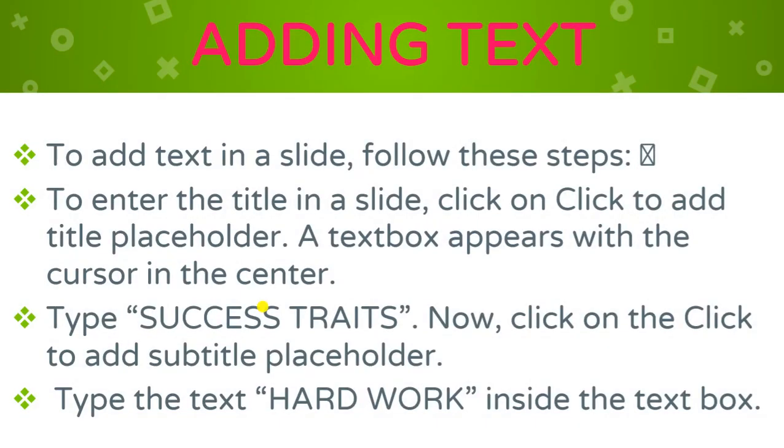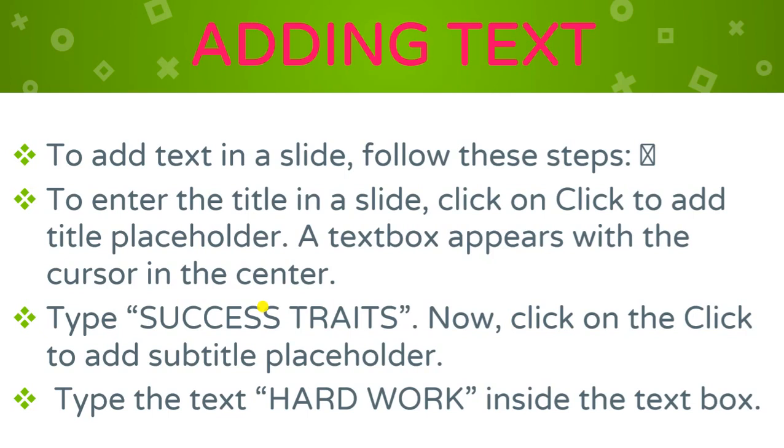After this, adding the text. How can we add the text? How can we type anything in the slide? So what are the steps you have to follow to enter the title in a slide? Click the placeholder, and a text box appears with the cursor in the center. We are having two placeholders on our slide, so you have to just click on those text boxes, and our cursor will be there, and you can write anything in that placeholder. Type success rates, whatever you want to type you can type.